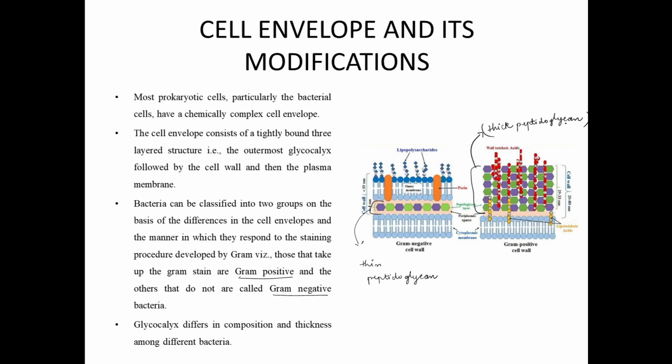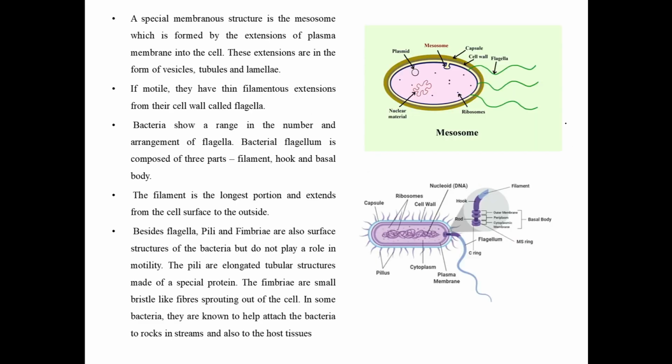Now moving on, a special membranous structure is the mesosome. As you can see in this diagram, this structure is a mesosome, which is basically an extension of plasma membrane into the cell. Now this extension is in the form of vesicle, tubules and lamella. If motile, the prokaryote cells, especially bacteria cells, have flagella, thin fibrous extensions arising from their cell wall, right?